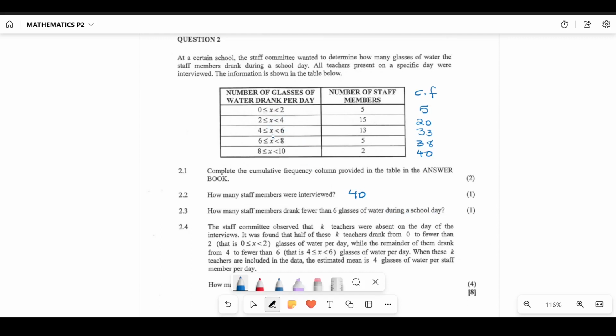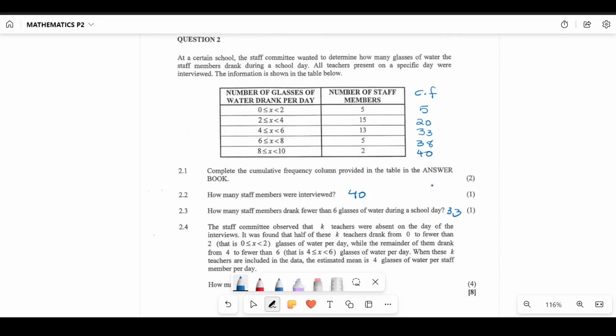So these are the number of classes. This one says 4 less than or equal to x less than 6 is 13. So everything below that is less than 6. That means 5, 15 and 13 are below 6 classes. So the total number 5 plus 15 plus 13 is 33. So 33 teachers drank less than 6 glasses.